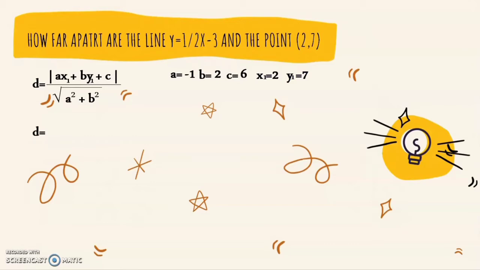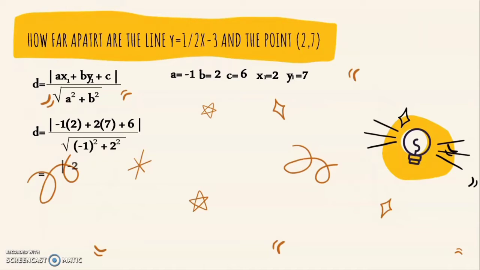So d is equal to the absolute value of negative 1 times 2 plus 2 times 7 plus 6, divided by the square root of negative 1 squared plus 2 squared. So we have negative 1 times 2 is negative 2. 2 times 7 is 14. Copy 6. Then negative 1 squared is 1, and 2 squared is 4.